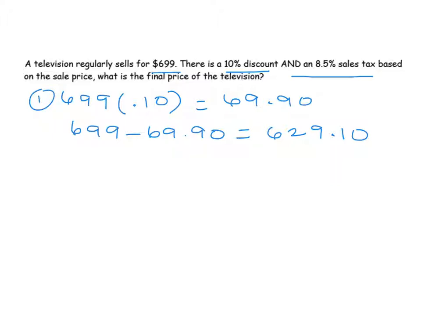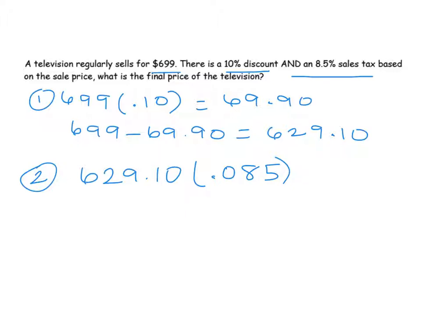All right, step 2 now says that we're going to pay 8.5% sales tax. So I'm going to take this sale price, so $629.10, and I'm going to apply the tax to that, and that's 8.5%, and I need to move the decimal 2 places to the left, so 0.085. All right, and when you multiply that out, you get 53.4735.